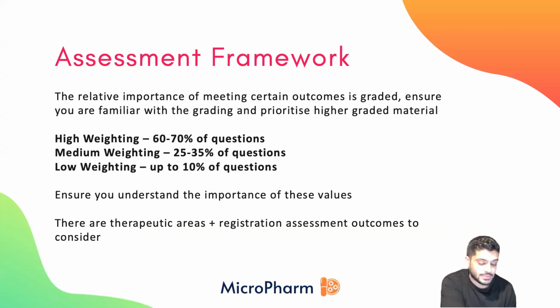In terms of high weighting material, this makes 60 to 70% of the paper. And these percentages are the way I often tell trainee pharmacists to organize their revision in accordance with what percentage weighting there is. So you should be spending 60 to 70% of your time looking at high weighting material. Which topics, which therapeutic areas are high weighting? Infection, cardiovascular system, endocrine system, and CNS. Absolutely. And the medium weighting material, can someone tell me what the medium weighting topics are?